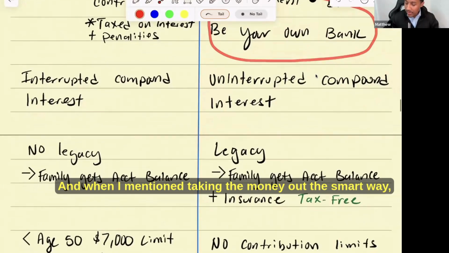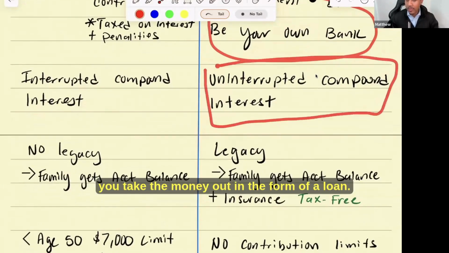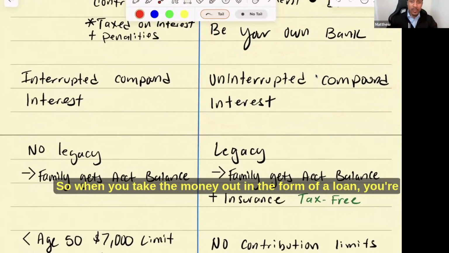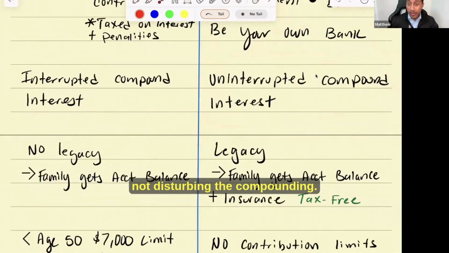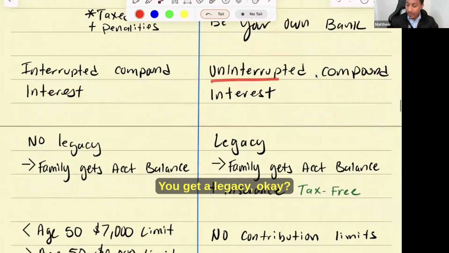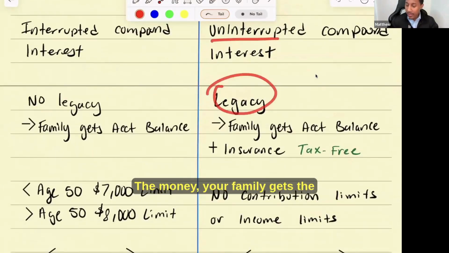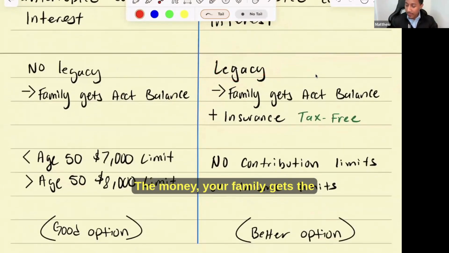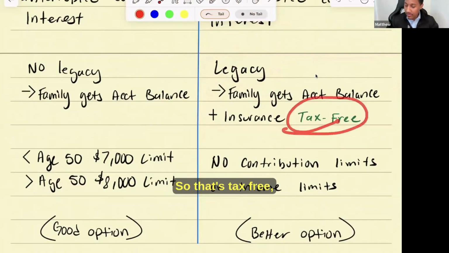And when I mentioned taking the money out the smart way, you take the money out in the form of a loan. So when you take the money out in the form of a loan, you're not disturbing the compounding. So it's uninterrupted compound interest. You get a legacy. Your family gets the money that you put into the plan plus the insurance. All right, so that's tax free.